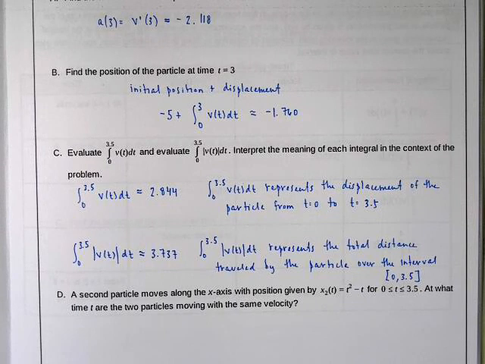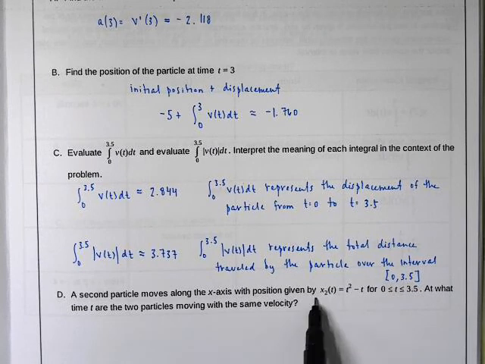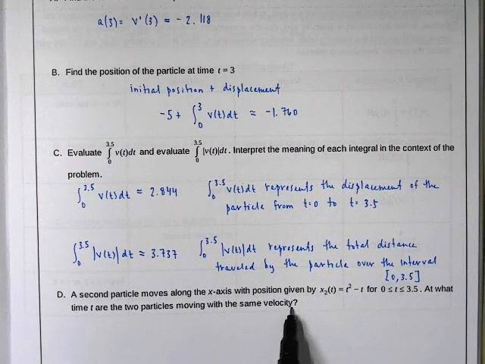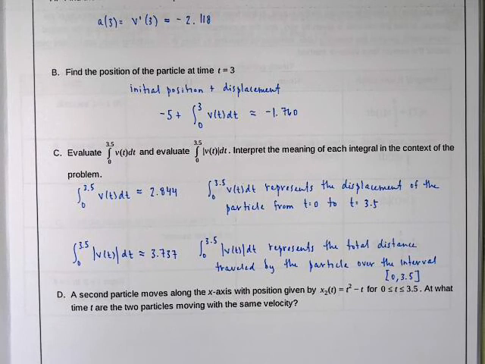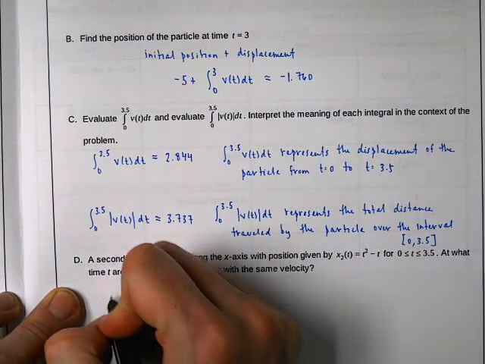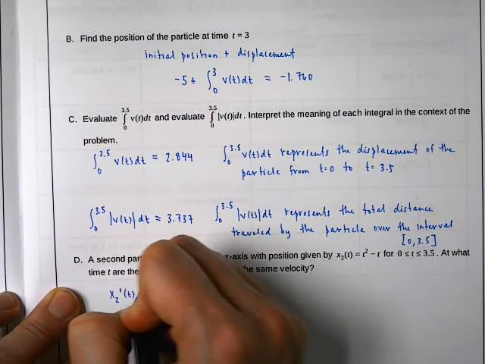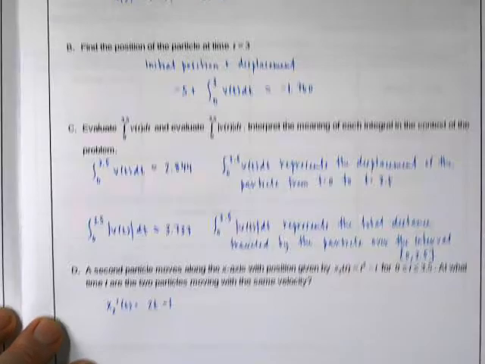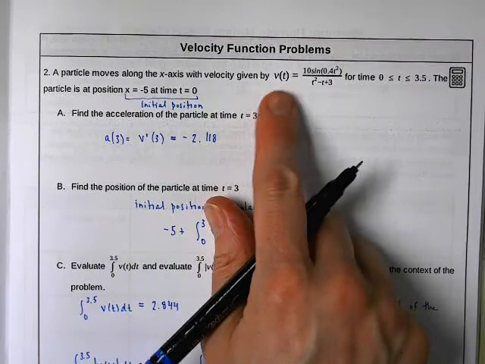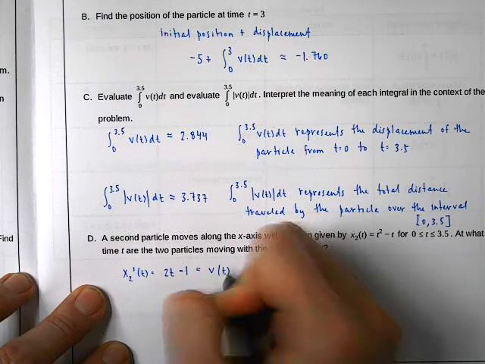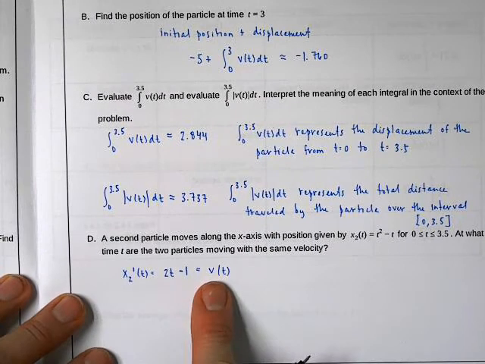All right, the last part says a second particle moves along the x-axis with position given by this function. They want to know at what time t the two particles are moving with the same velocity. So I want to know when those velocity functions are the same. I can go ahead and find this velocity function. That's pretty easy. x sub 2 prime of t is equal to 2t minus 1. And I want to know when that is equal to this velocity function we had here. That's my question. I'm looking for the time when those are equal.